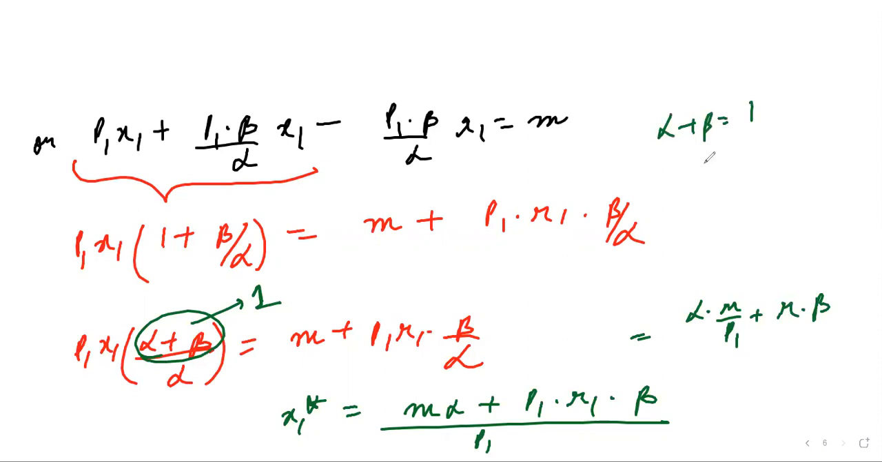So if I just want to write everything in terms of alpha, instead of beta, I can write 1 minus alpha. So I can rewrite this as alpha into M by P1 plus R1 into 1 minus alpha. This is also another way of writing it out. So finally, what I get here by solving is the following. I get X1 star is equal to alpha M by P1 plus 1 minus alpha R1. Okay.